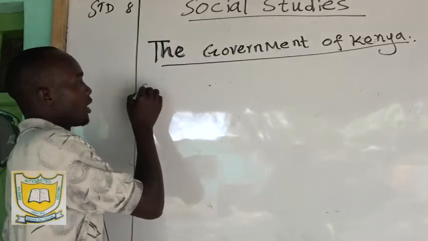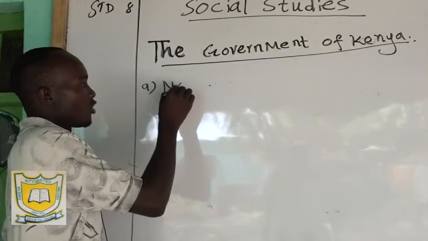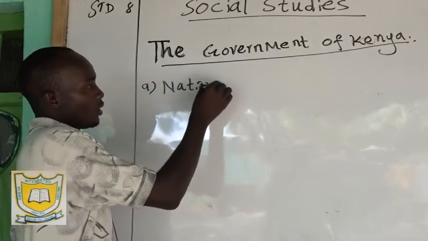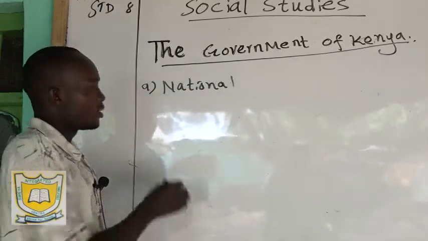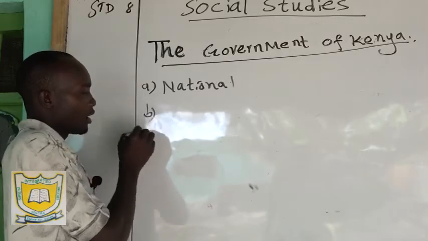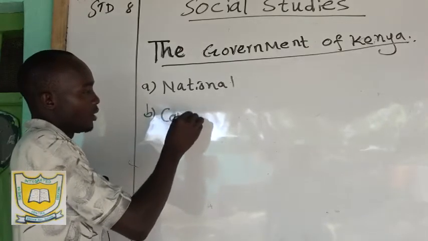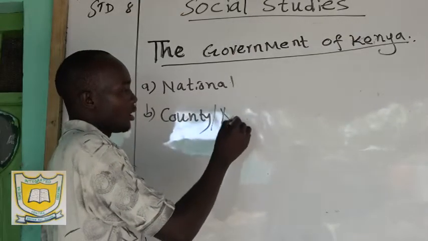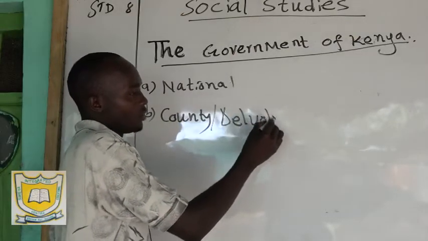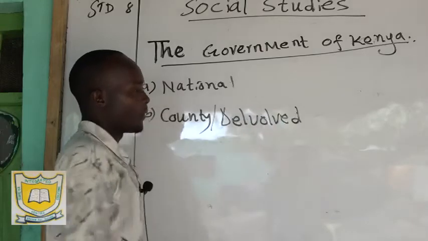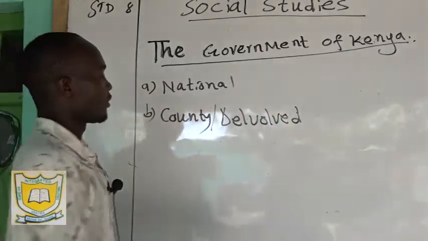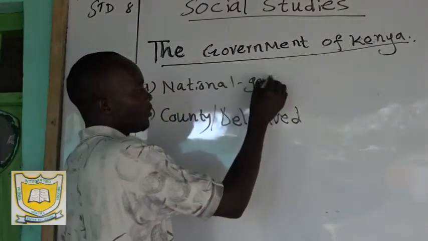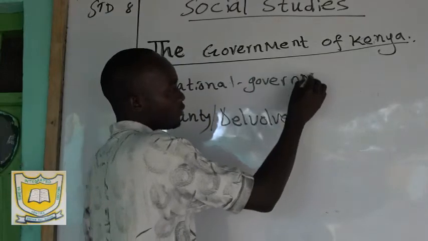So number one, we have what we call the national government. Then we have B, what we call the county government. We can also call it devolved government. So these are the two types of government that we have in Kenya.